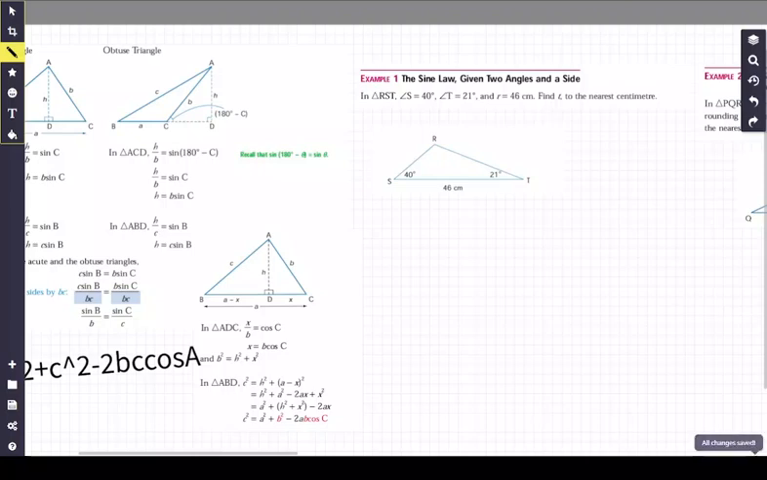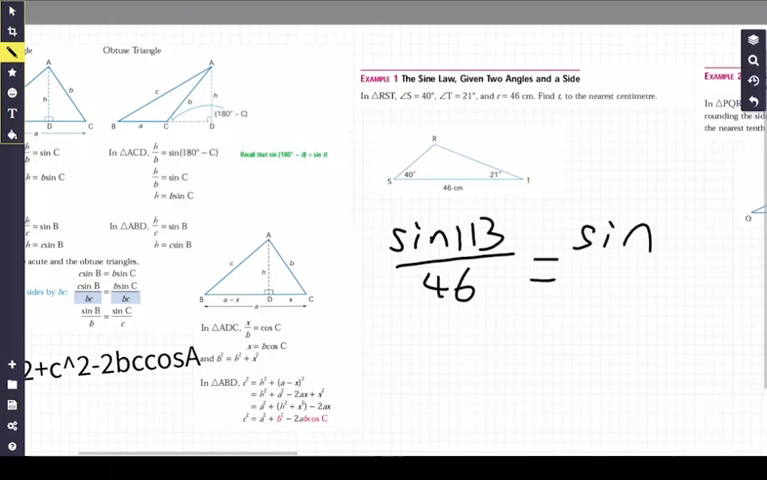So what we're going to do is first find the missing angle, because we all know the inner angles add up to 180, right? So 180 minus 46 minus 21, that's going to give us 113. So we know that sine of 113 is over 46. This corresponds to this set. And the other set that we're trying to find is 21 and the small t, right?